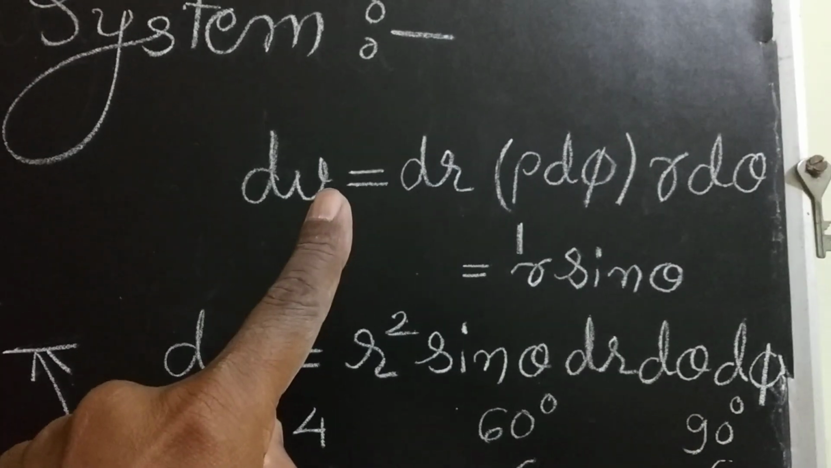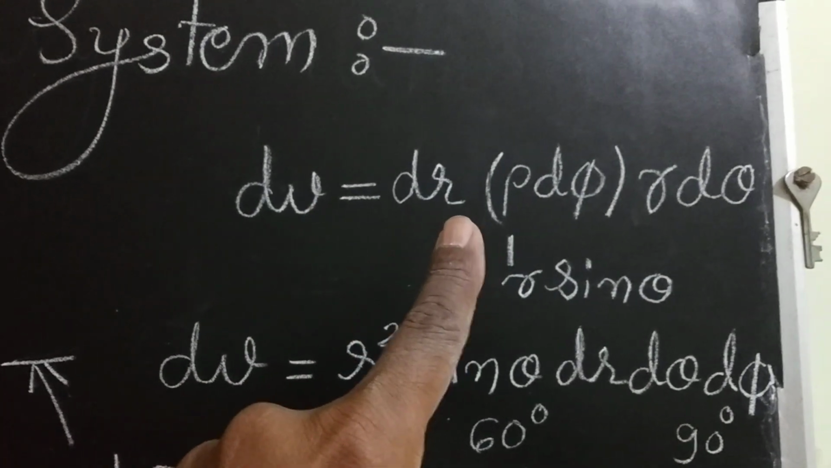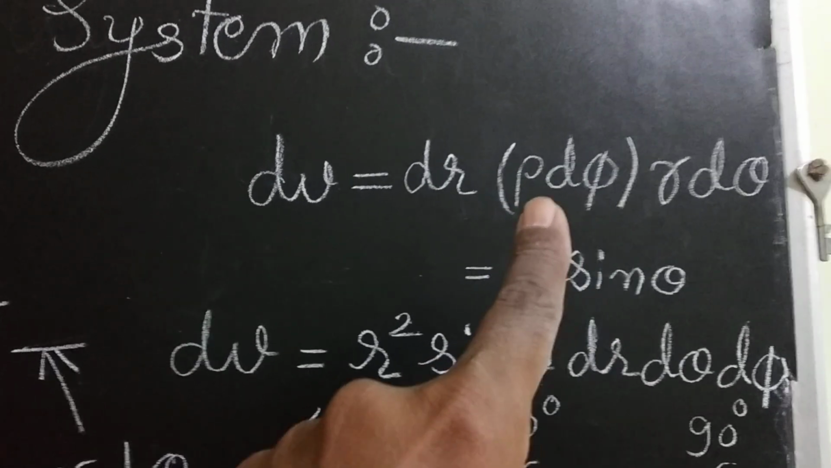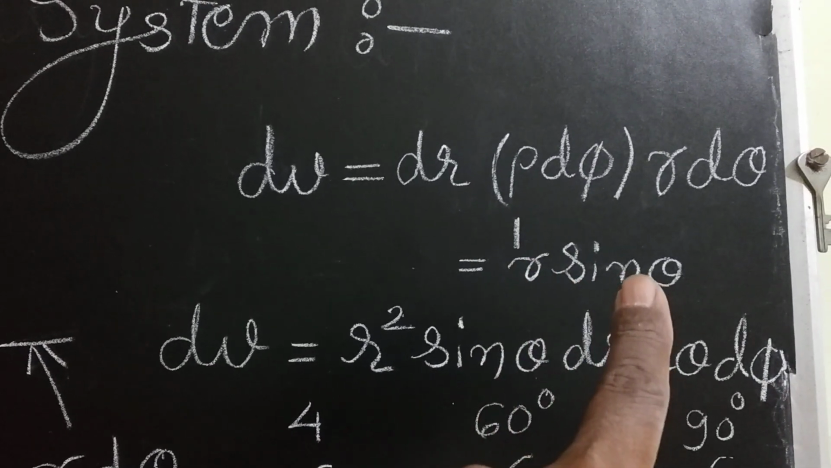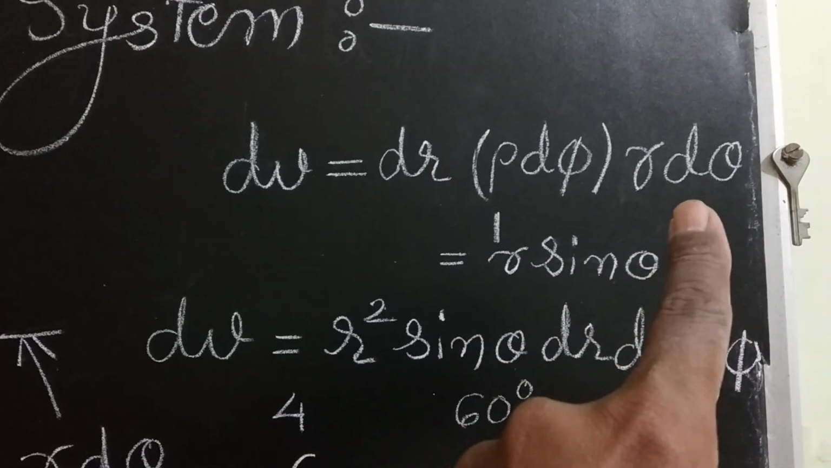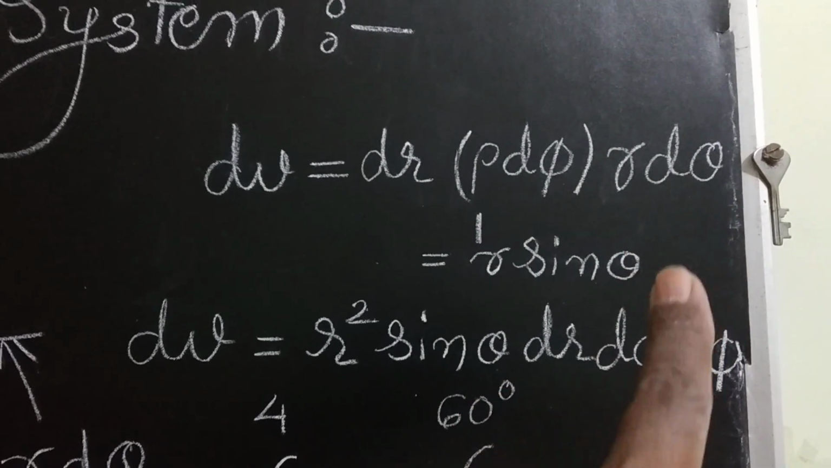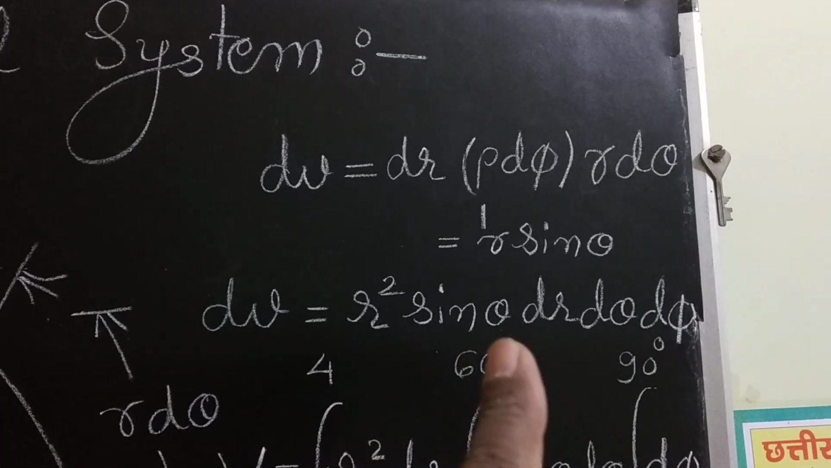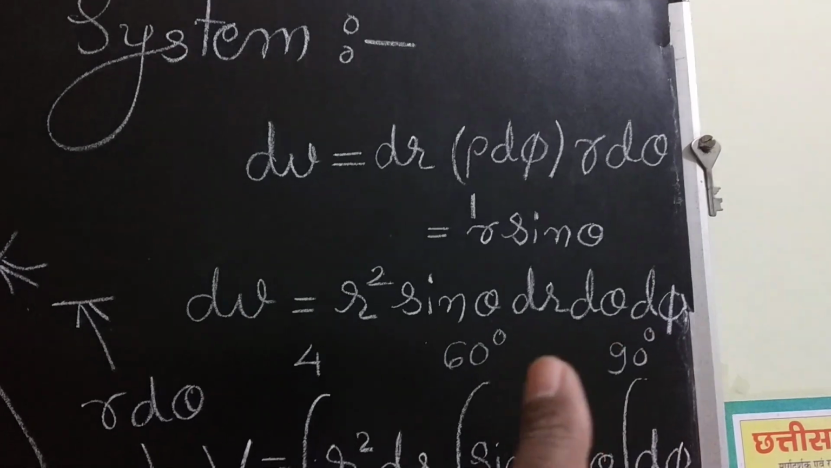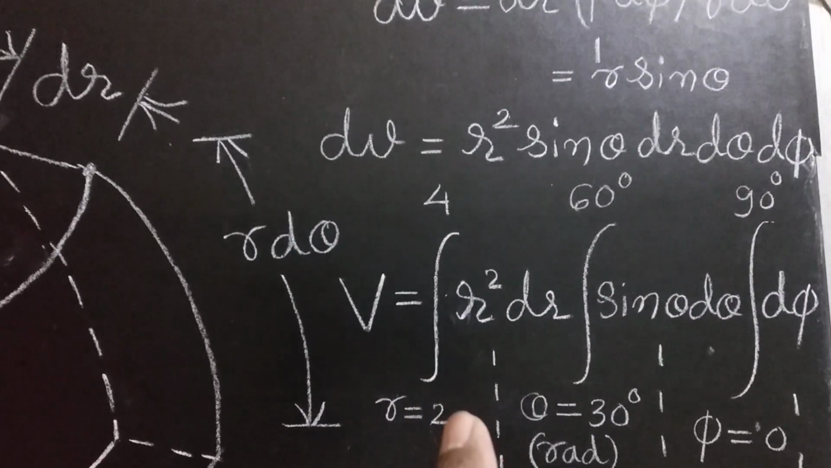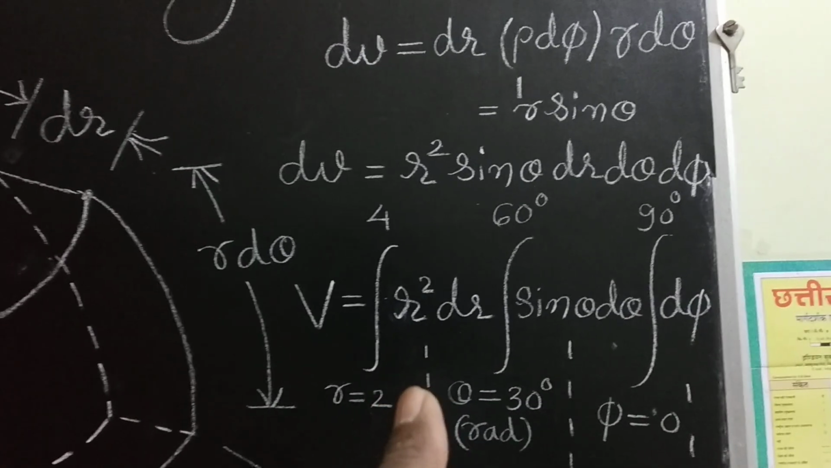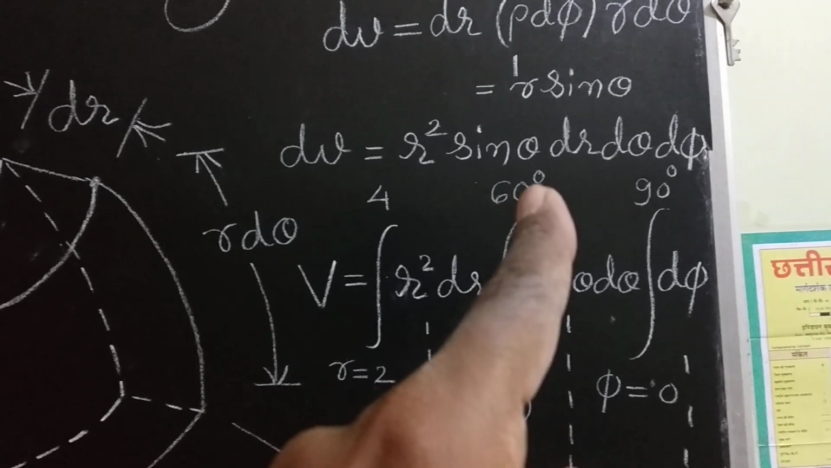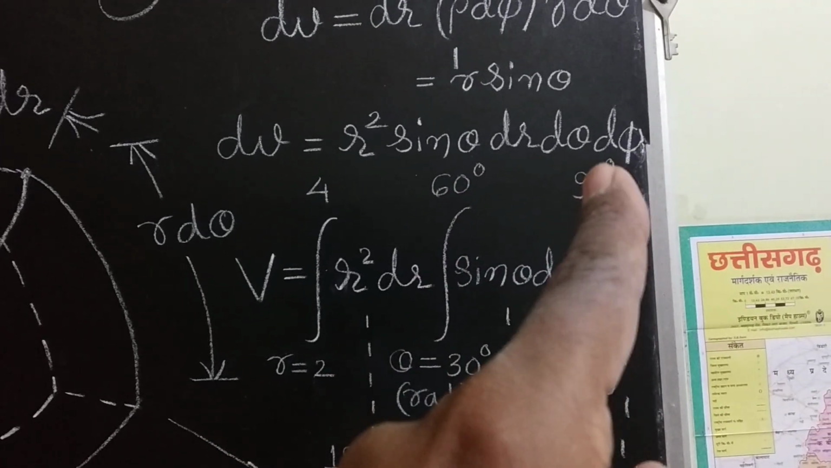Thus the volume is bounded by these limits, and for calculating this volume, we must start with the small volume dv, which will have the radial distance dr. Then the distance in the phi direction will be rho d phi, and this rho must be equal to r sin theta. And the distance in the direction of increment of theta is r d theta. Thus, the small volume in the spherical system becomes r square sin theta dr d theta d phi. Now for calculating the full volume, we apply the limits: r ranges from 2 to 4, theta is from 30 degrees to 60 degrees, and phi is from 0 to 90 degrees.